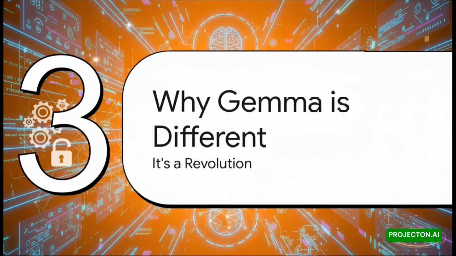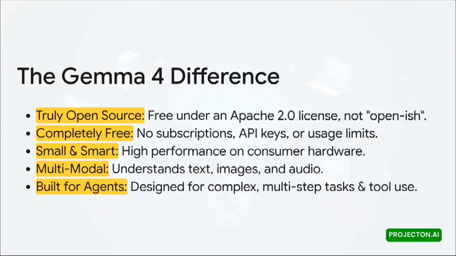Okay, so let's get into why Gemma 4 changes everything. Because it's not just about running AI locally. Nope, this is a revolution in how we think about this stuff. So let's break down what makes Gemma 4 so special. First off, it's truly open source. I'm talking an Apache 2.0 license, not some open-ish model with a bunch of strings attached. It's also completely free. No subscriptions, no API keys, no usage limits, nada.